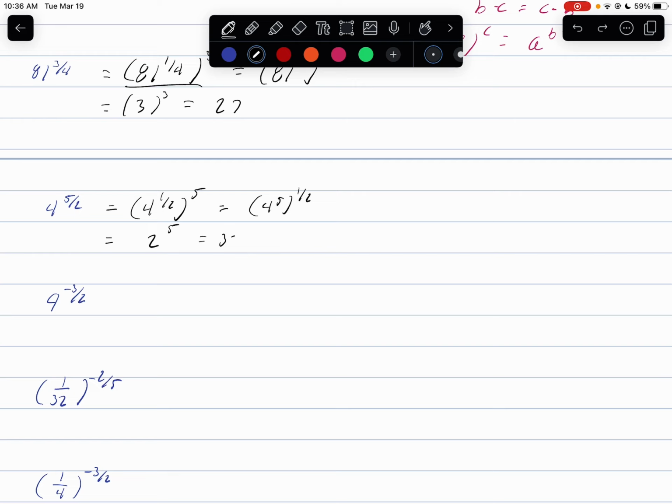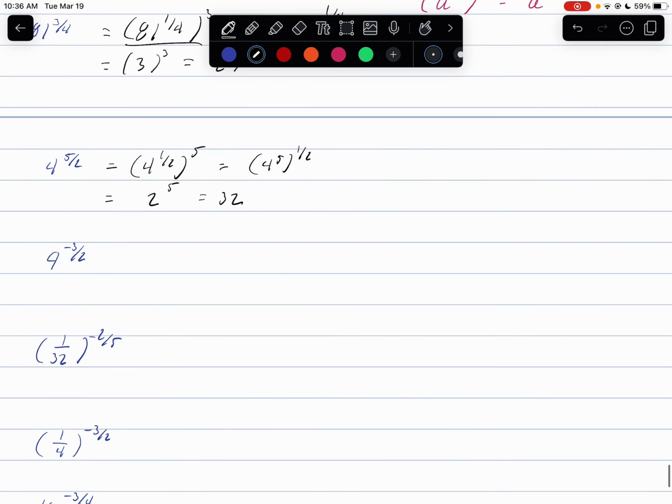Okay, so we know that this is equal to 32. So 4 to the 5/2 is equal to 32. Okay, well, this next one is a little more interesting. How about 9 to the negative 3 over 2? What happens here? Okay, well, it is true that you can break it up right away.